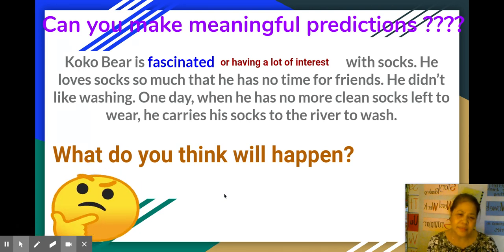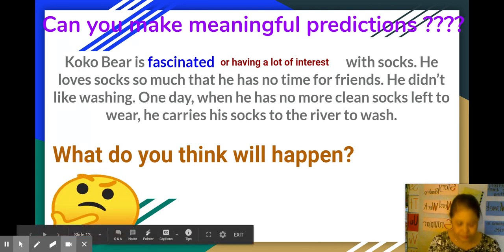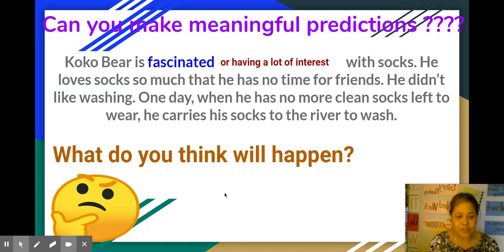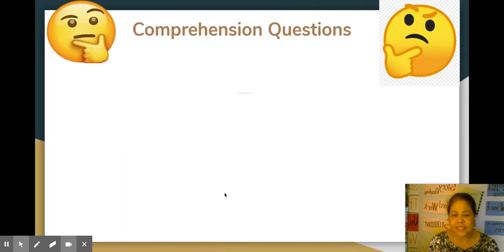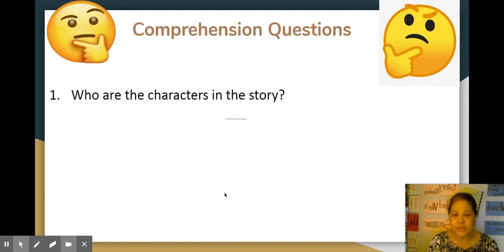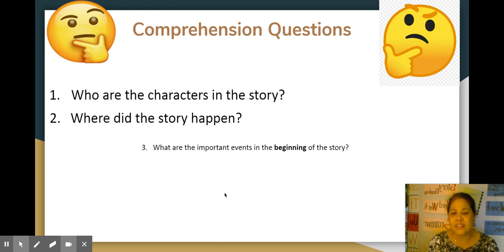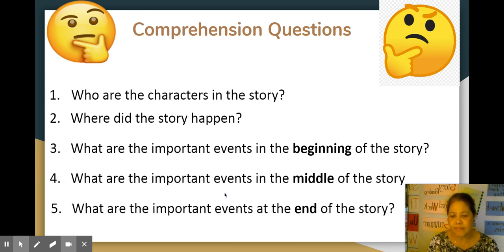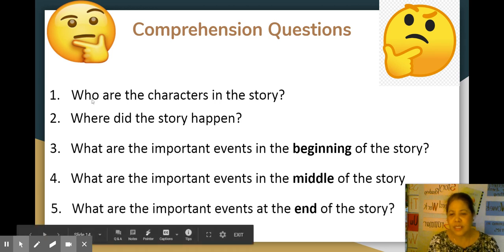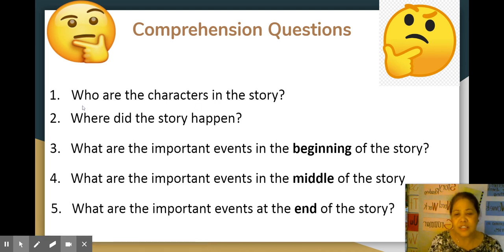Any idea? You are going to keep in your mind what you think is going to happen. But for that, here are some questions for you to think about while listening to the story. The first one is think about who are the characters in the story. While you're listening to the story, think about who the characters are.